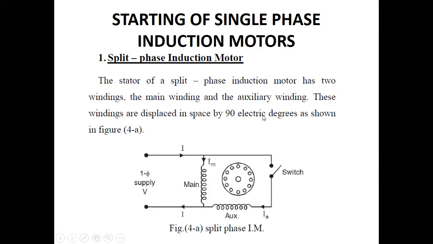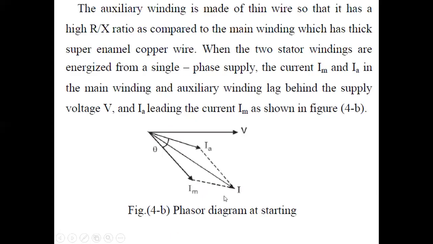And I believe you are aware there's a difference between mechanical degrees and electric degrees. And this is shown here. So this is the switch, and then we have the two windings, the main winding and the auxiliary winding. The auxiliary winding is made of thin wire so that it has a higher R to X ratio as compared to the main winding, which has a thick super enamel copper wire.